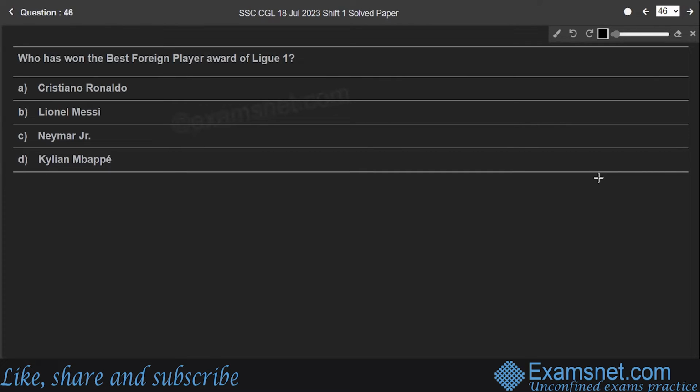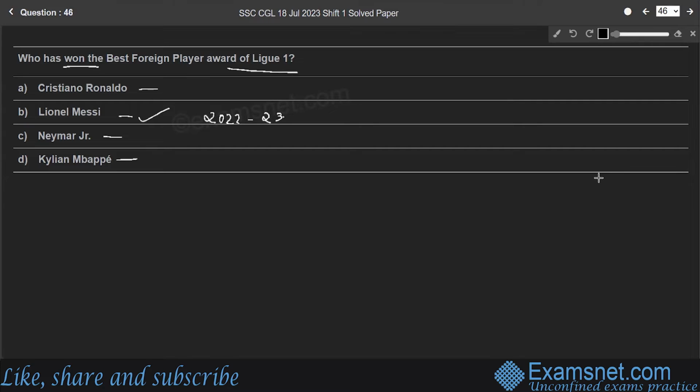Question 46. Who has won the Best Foreign Player Award of League One? Here students, options are Cristiano Ronaldo, Lionel Messi, Neymar Jr. and Kylian Mbappe. Here option B, Lionel Messi has been awarded as the best foreign player in League One for the 2022-23 season.